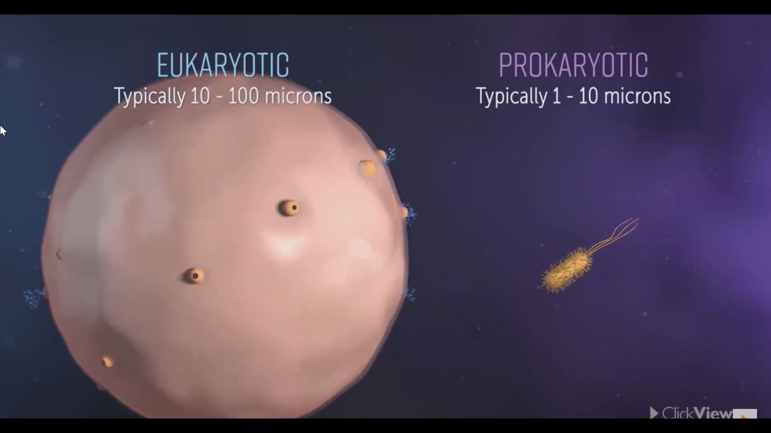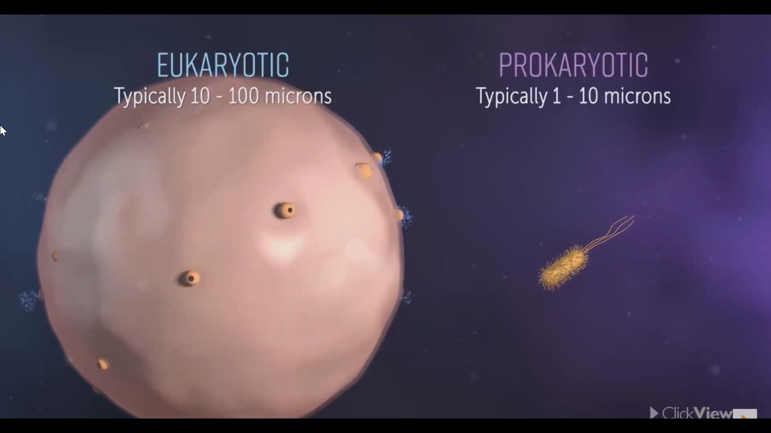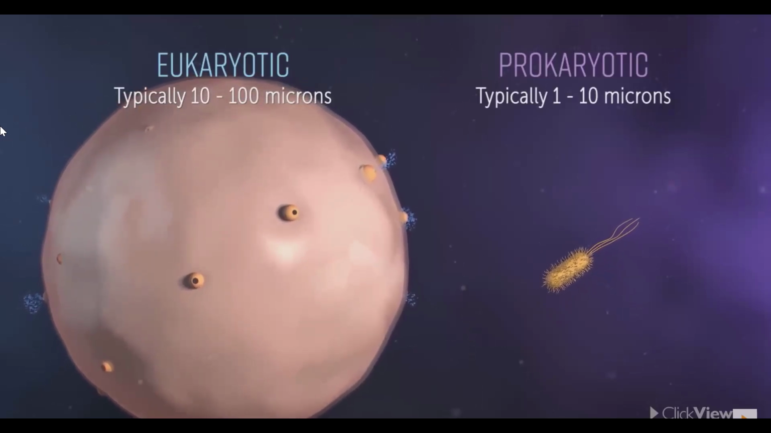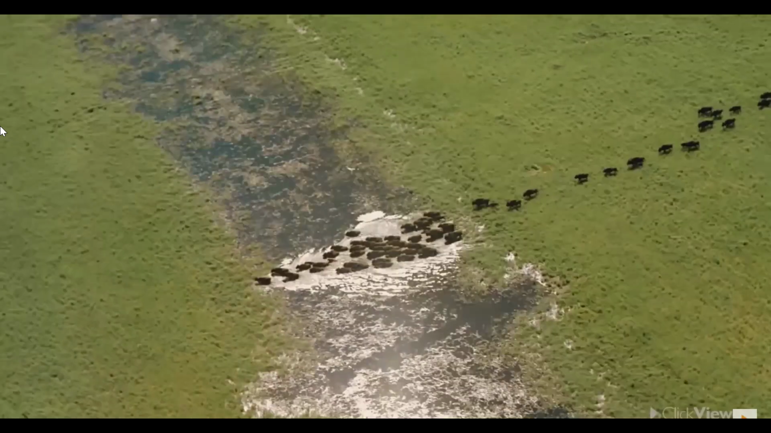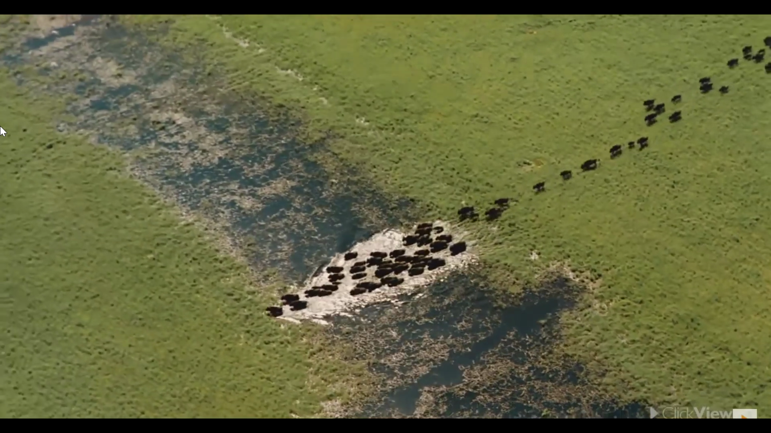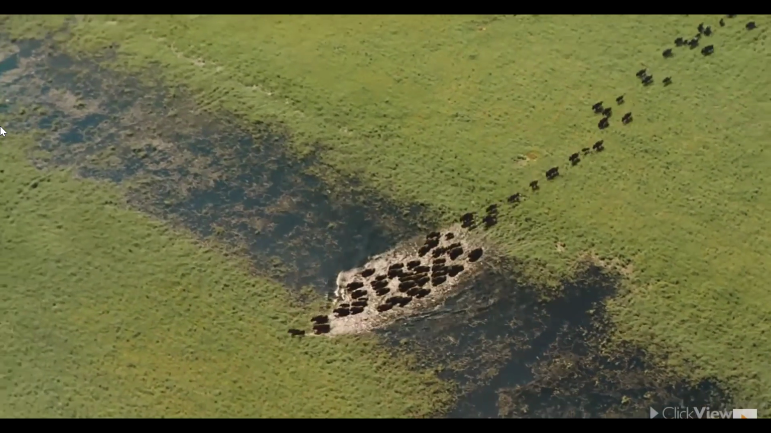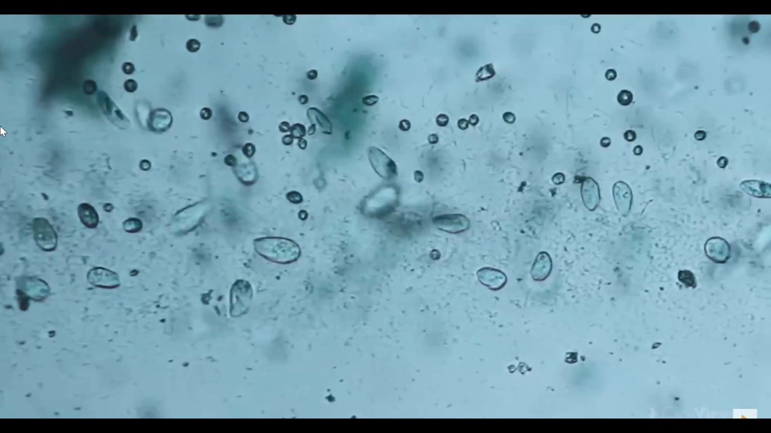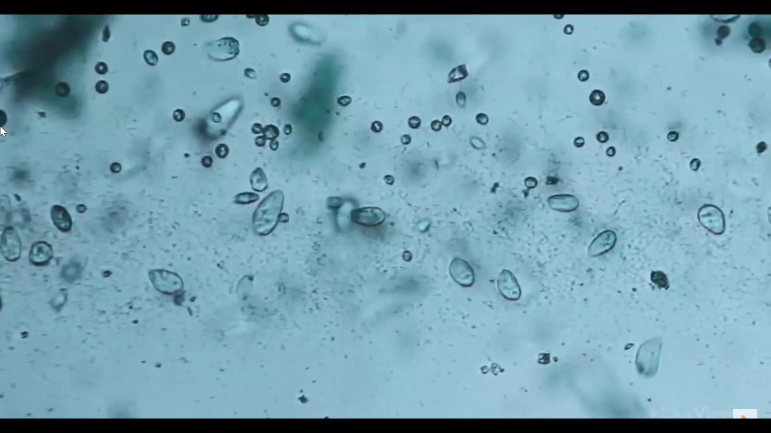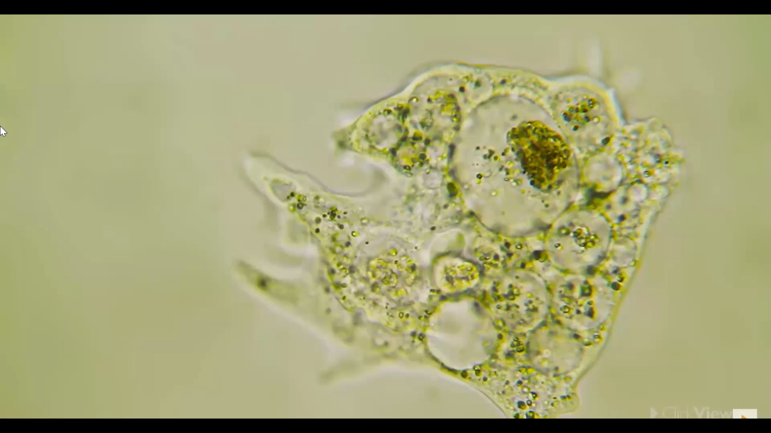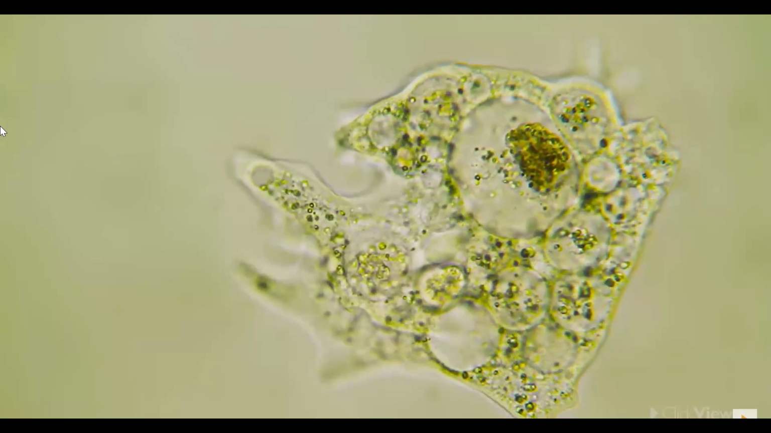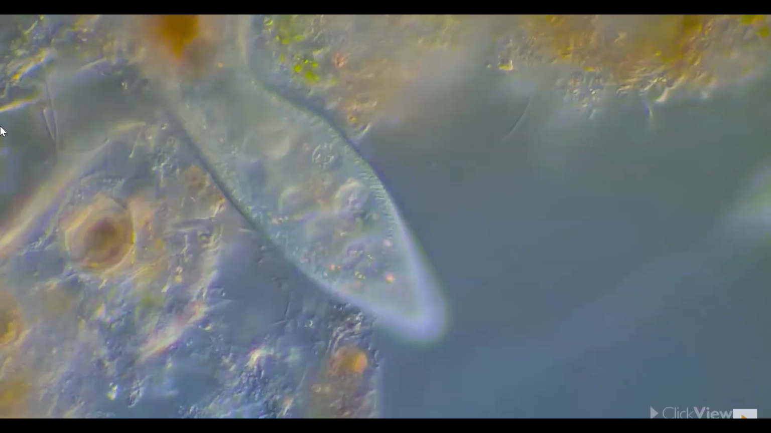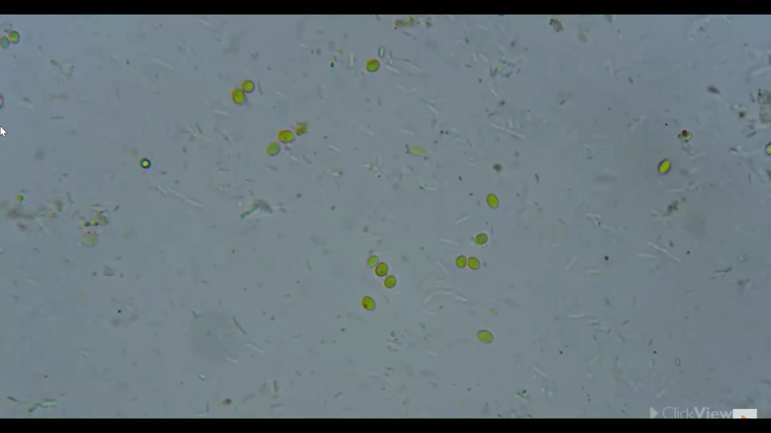Another difference between eukaryotic and prokaryotic cells is their size. Eukaryotic cells are generally larger than prokaryotic cells. Eukaryotes are mostly, although not entirely, multicellular organisms, whereas prokaryotes are always single-celled, or unicellular organisms. Examples of unicellular eukaryotes include amoebas, paramecium, and yeast.